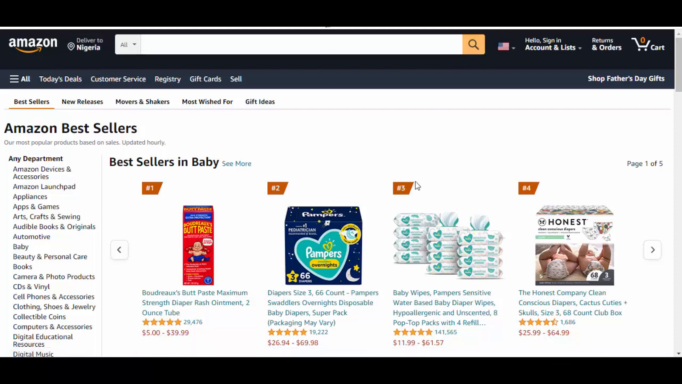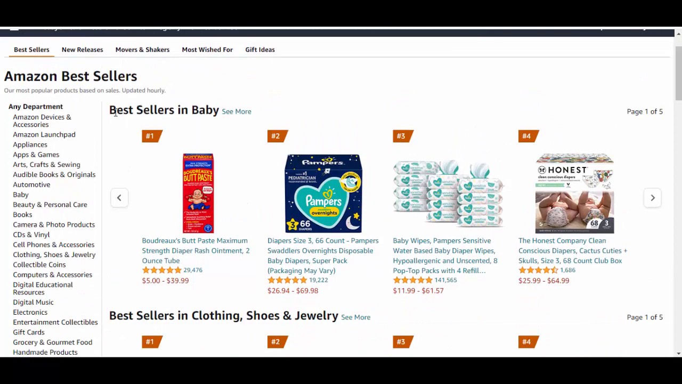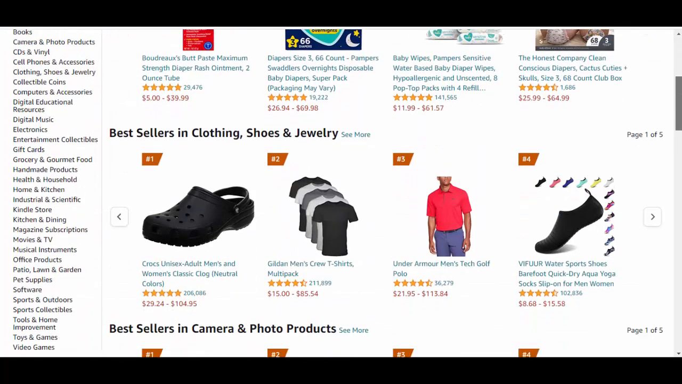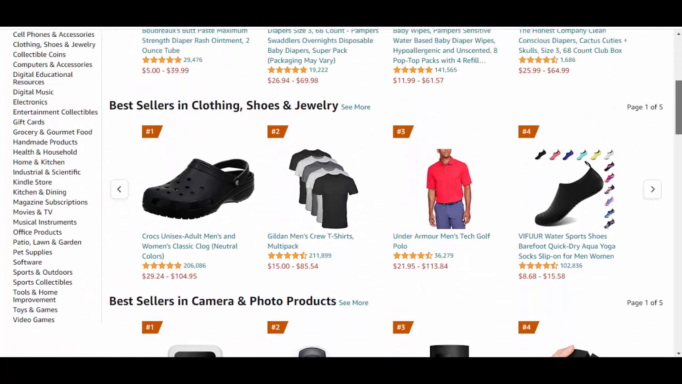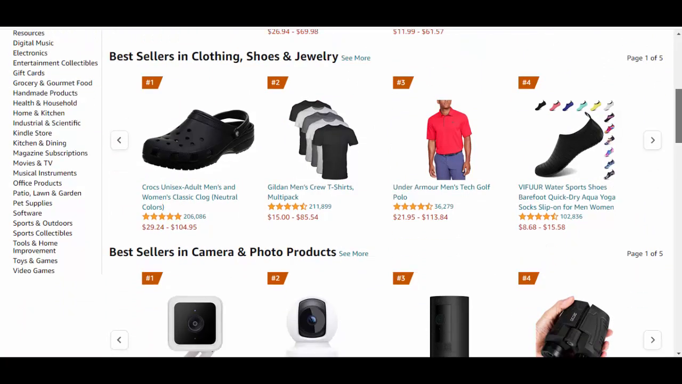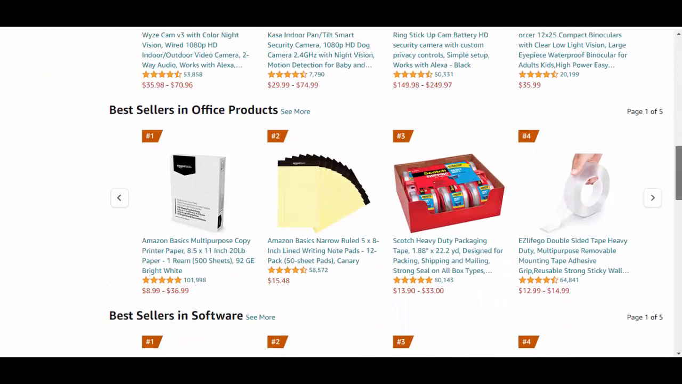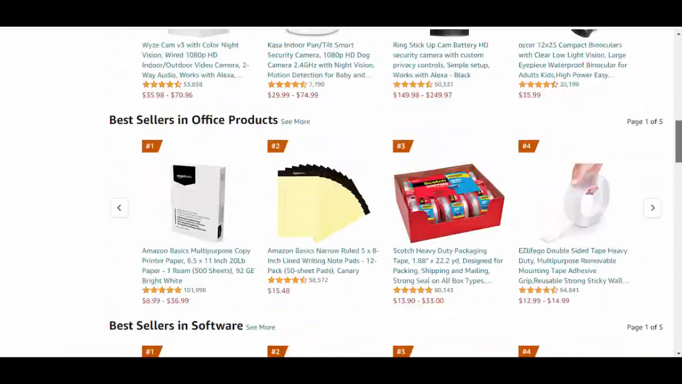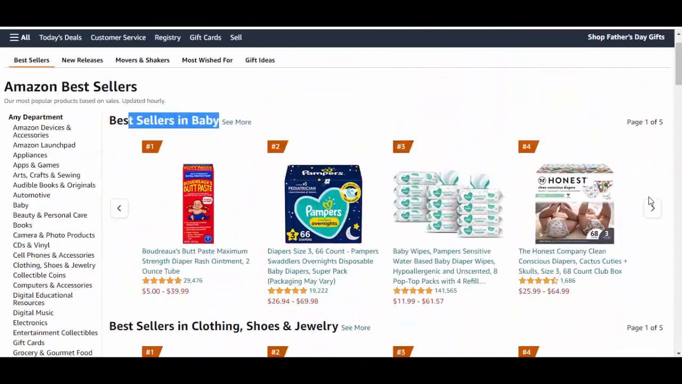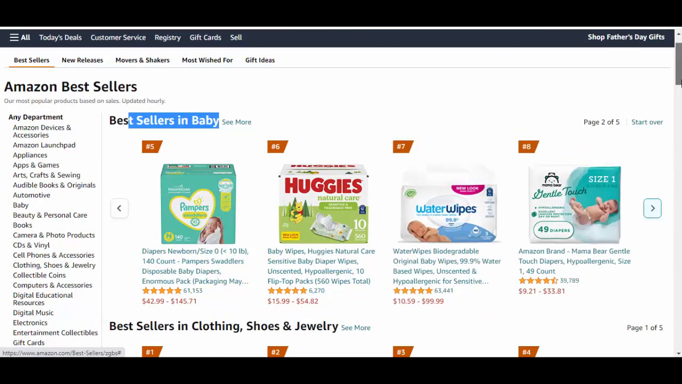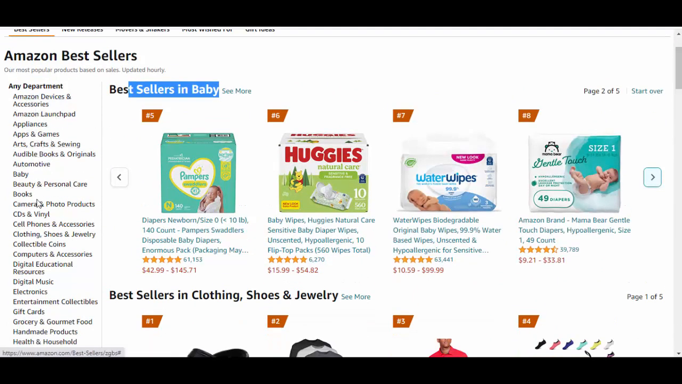Now, once you search Amazon bestsellers, you're going to see some of these things right here, and you can already see that this is the baby's niche. It simply means taking care of loved ones, right? Then you have the sellers, shoes and jewelries. Of course, this is more like candies that we talked about, right? Then you have camera security, office products, software, and a lot more. The more you dig into this, the more you're going to see different products right here. So you can see the different categories on here, right?